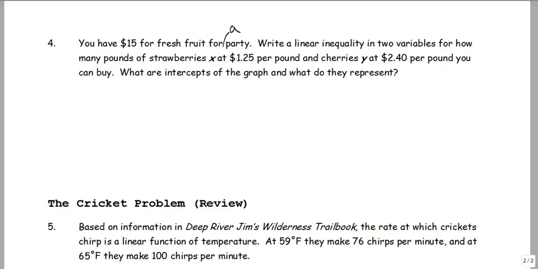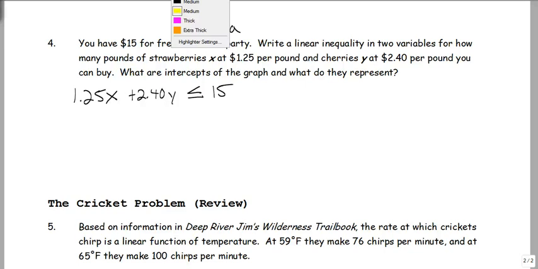So let's write our problem first. We know it's $1.25 per pound of strawberries and $2.40 per pound of cherries. We only have $15, so we have to go under that or equal to $15. So that is my standard form again. Now I'm going to find both intercepts by using the cover-up method again, or plugging zeros in.